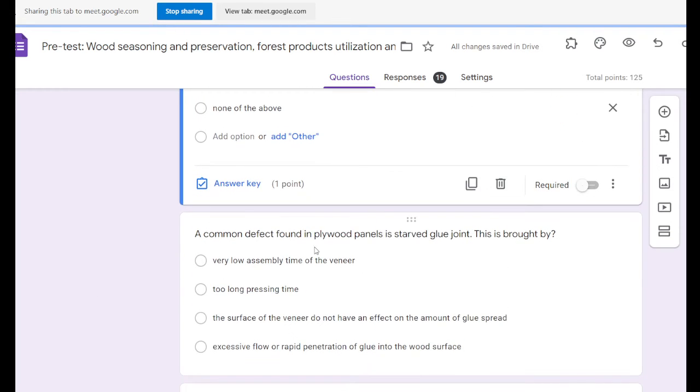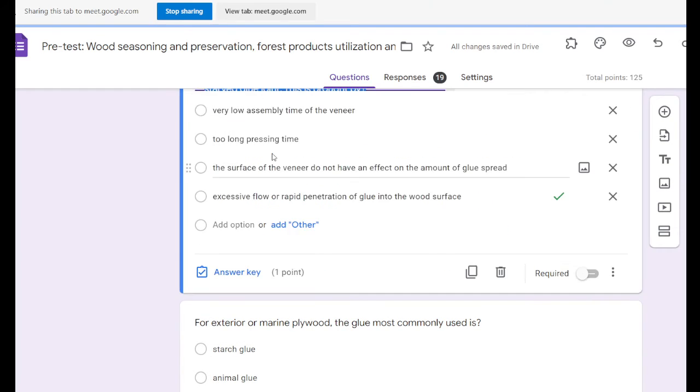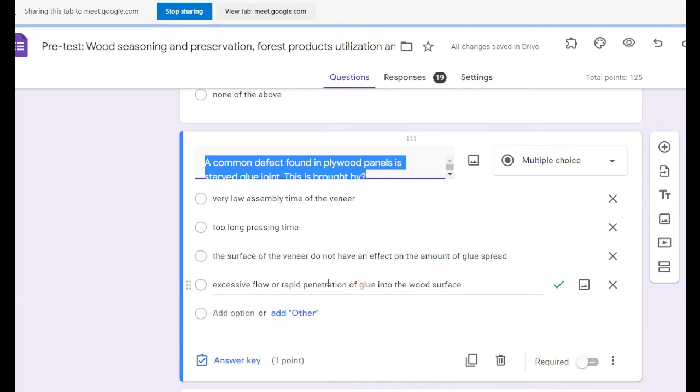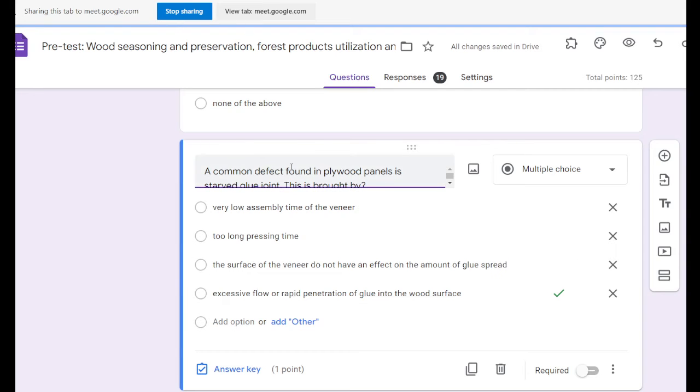Next, a common defect found in plywood panels is star glue joint. This is brought by excessive flow or rapid penetration of glue into the wood surface. Ang resulta, star joints. Star joints meaning wala kayo nakapenetrate ang glue dito sa certain areas sa plywood. Since wala kayo na-apply-an og glue, or naigo mo og glue pero nipis ra kayo, wala gid siya totally stay dito para maka-develop og layer ang glue. So ang resulta niya, mahimo siya og kining star joint.